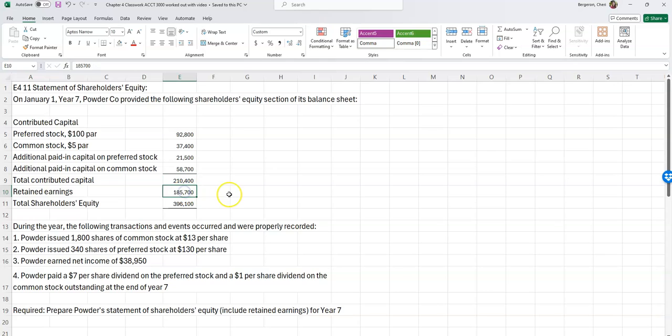Retained earnings is all of the earnings that we have in our company minus any dividends. And then the total shareholders' equity is the total contributed capital plus the retained earnings. So then it tells us that during the year we had these transactions.